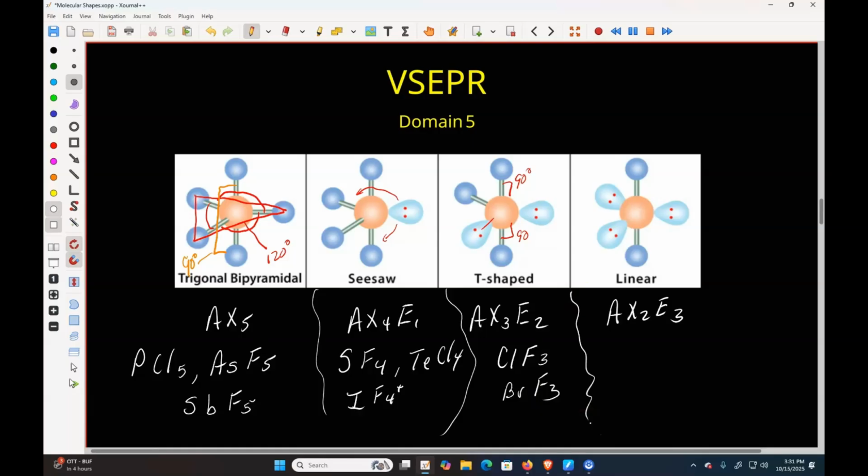The next case, I have replaced all of the atoms on the central plane with lone pairs. So again, I have a linear compound. So my bond angle is 180 degrees. So some examples will be like these compounds.